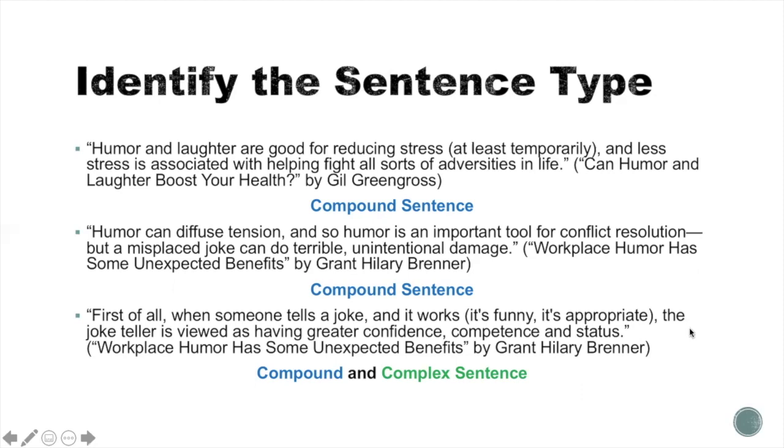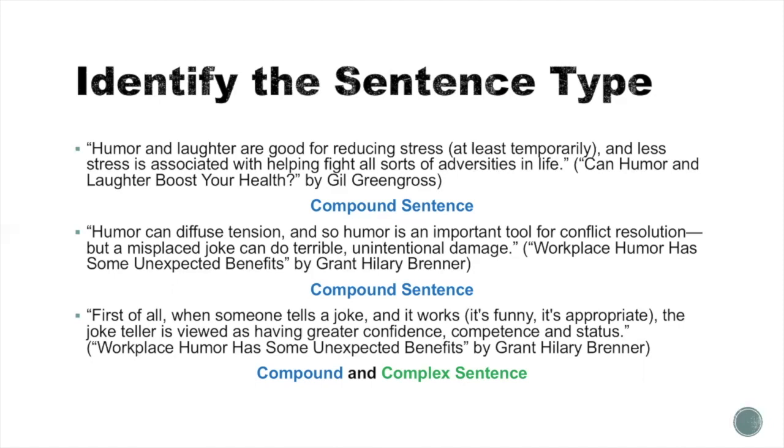And again, check your writing, check what you've written down. Do you see complex or compound words? Were you able to identify them all? I'll read it aloud now. First of all, when someone tells a joke and it works, it's funny, it's appropriate, and the joke teller is viewed as having greater confidence, competence, and status.